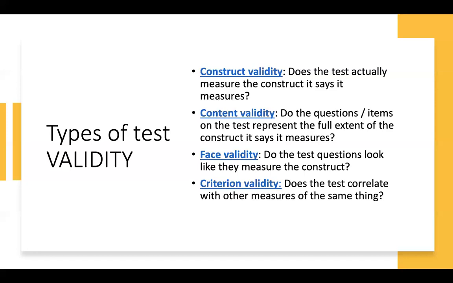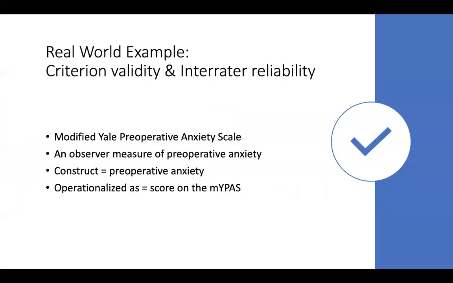The STAI says you have high anxiety. My test says you have high anxiety. That is criterion related validity. So my test correlates with another gold standard, something that we know measures the thing we're talking about. That's criterion validity. Here's an example of both criterion validity and something we're going to call inter-rater reliability.